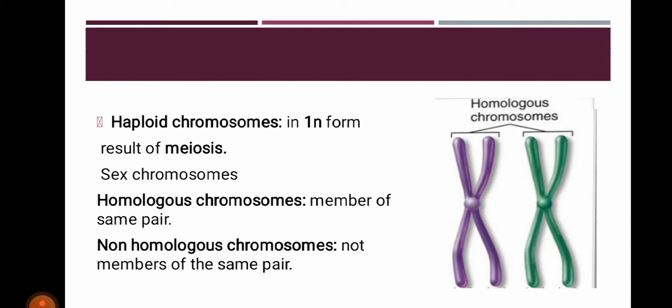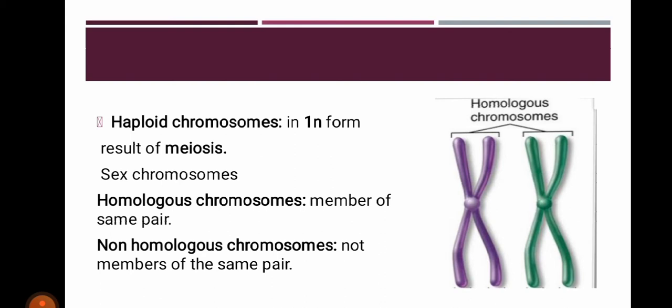In meiosis, we know that one cell is divided into 4 daughter cells and the number of chromosomes is halved, and only the 1n form comes into existence. All the gametes' chromosomes are haploid because they are divided by meiosis, and from one cell 4 new daughter cells are formed, and they have only single chromosomes.